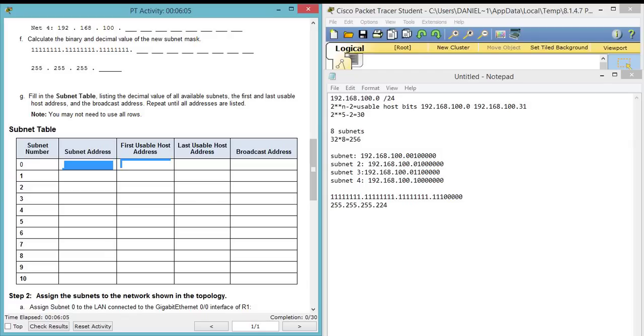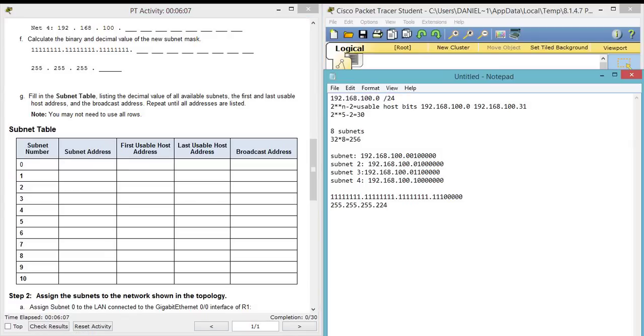Okay, so basically what I have to do here, I'm going to do the first four as an example, but I'm not going to go through this entire table, obviously.